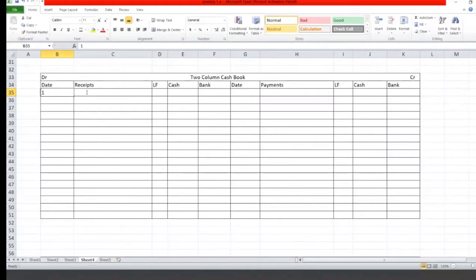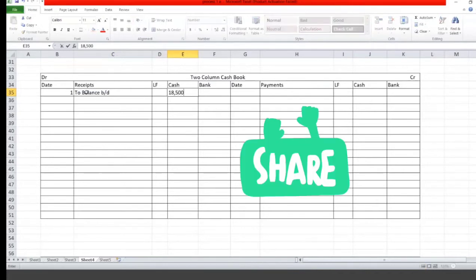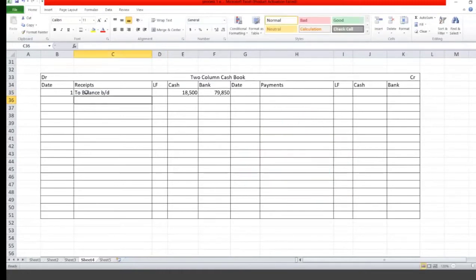What is the transaction? Cash at office 18,500 and cash at bank 79,850. So it can be called "To balance brought down". To balance brought down, how much? 18,500 for the cash column, and bank column 79,850. Next transaction on second, Sparsha settled her account by paying 7,300 by check.